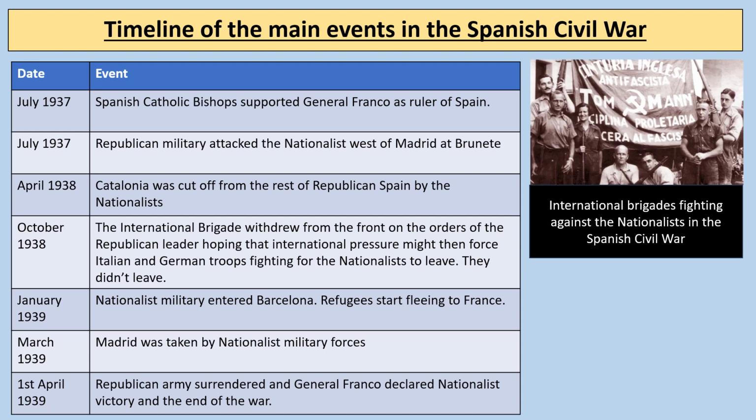So in October 1938, the International Brigade withdrew from the front on the orders of the Republican leader, hoping that international pressure might then force Italian and German troops fighting for the nationalists to leave. However, those troops didn't leave. In January 1939, nationalist military entered Barcelona and refugees from Spain started fleeing to France. In March 1939, Madrid was taken by nationalist military forces, and on the 1st of April 1939, the Republican army surrendered and General Franco declared nationalist victory and the end of the Spanish Civil War.